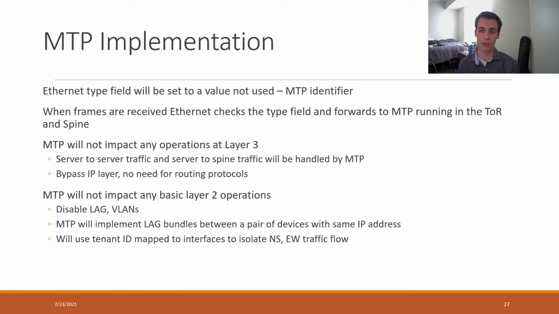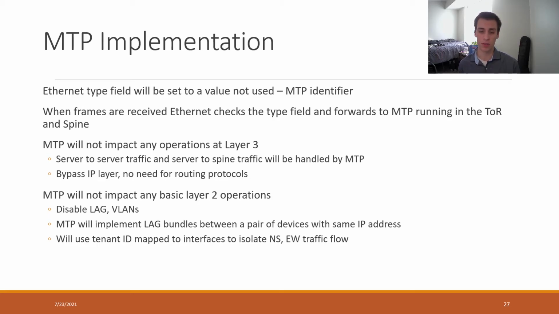In our MTP implementation, the Ethernet type field is set to a value not currently being used. Received frames with this type will be forwarded to MTP running in the ToR and spine devices. MTP does not impact any operation at layer 3, since traffic is routed based on the MTP header, which is processed before the IP packet. This also gets rid of the need for a routing protocol.